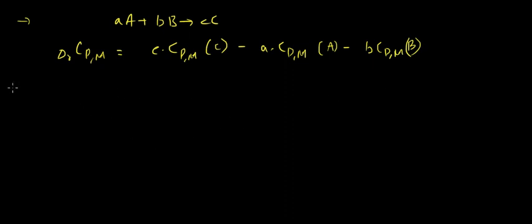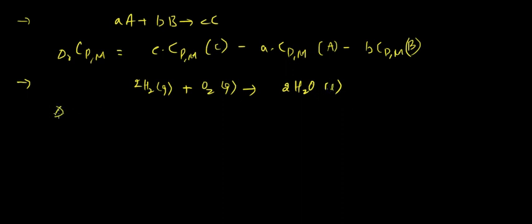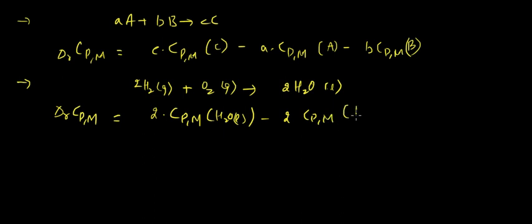Okay, so similarly if we have this reaction that 2 moles of H2(g) reacting with O2(g) and forming 2 moles of H2O(g). So in this case, let's say H2O(l) we have. Even if it has different phases, the equation for delta_r Cp,m would still be valid, and it would be 2 moles of Cp,m of H2O(l) minus 2 moles of Cp,m of H2 minus 1 mole of Cp,m of O2.